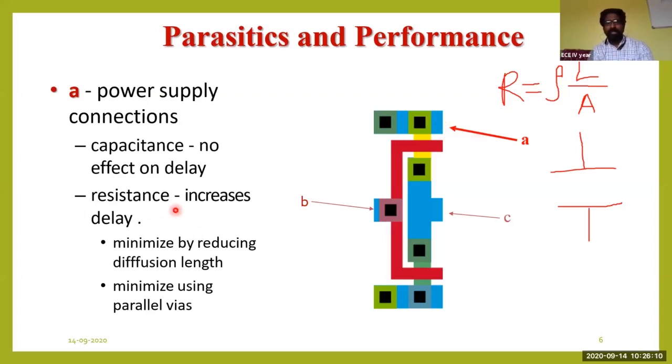Coming to the resistance. Here, if the resistance is increased, meaning the length of this mask is increased, then definitely it increases the delay, because it slows down your entire system. If resistance is increased, it slows down your entire system, so the signal moves very slowly. That's the main reason why we are supposed to take care of this resistance at the power supply rail. How to do that? By minimizing this resistance by reducing the diffusion length.